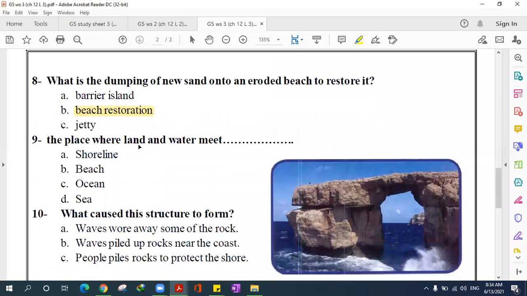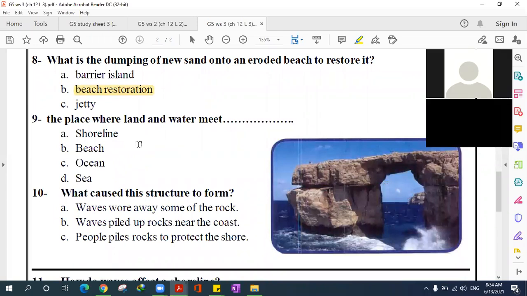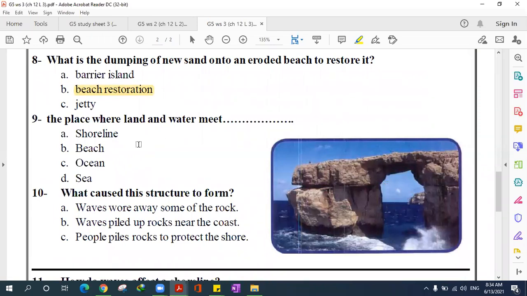Yes, Reem, you will answer number 9. The place where land and water meet. Beach. Beach, yes. Thank you so much.